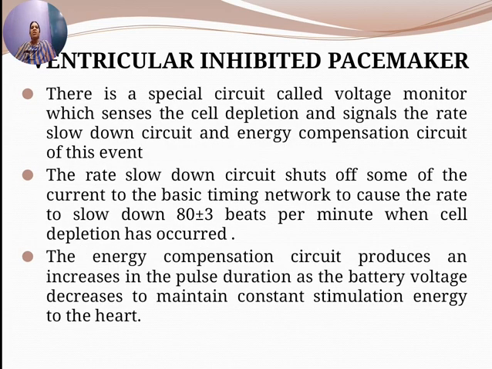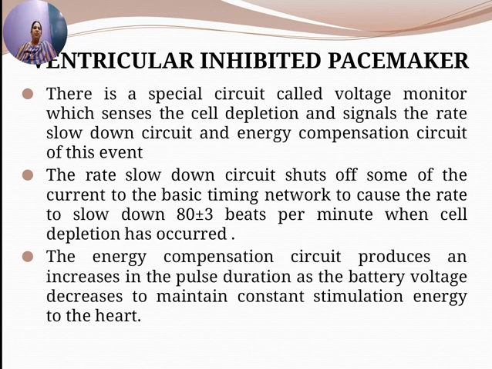There is a special circuit called the voltage monitor which senses the cell depletion and signals the rate slowdown circuit and energy compensation circuit of this event. The rate slowdown circuit shuts off some of the current to the basic timing network to cause the rate to slow down 8 plus or minus 3 beats per minute when cell depletion has occurred.